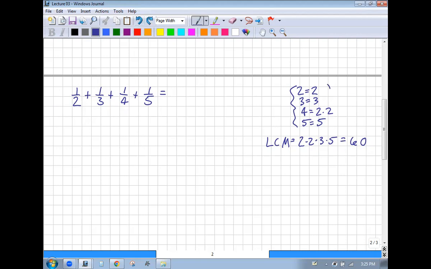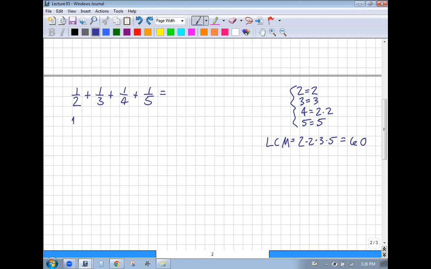So, whatever is over here, if 3 showed up 3 times, you'd have to use 3 threes here, right? There's 2 twos, so they're all going to have at least 2 twos on the bottom, right? This one only has 1 2, right? So we're going to have to give it at least another 2.